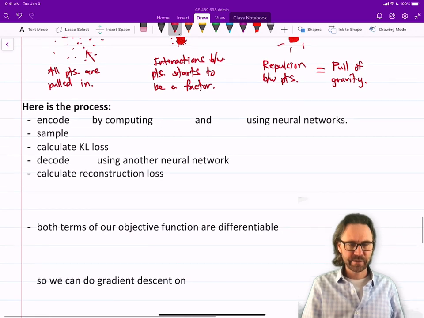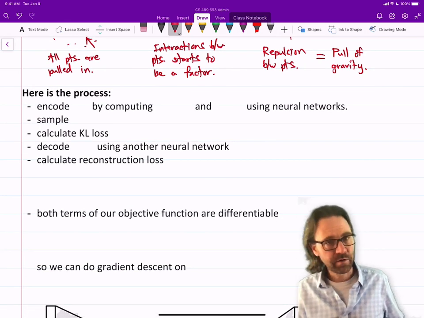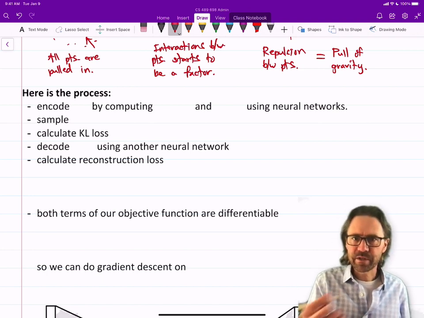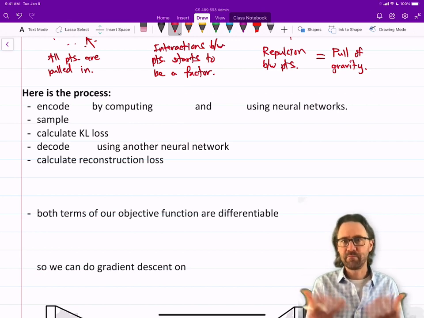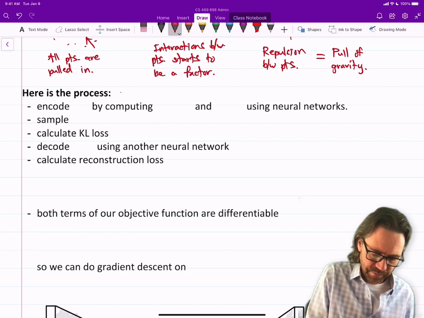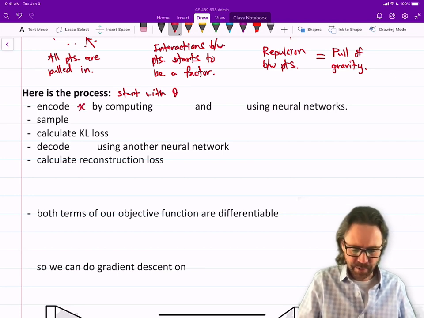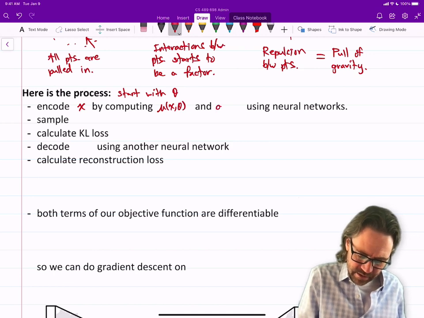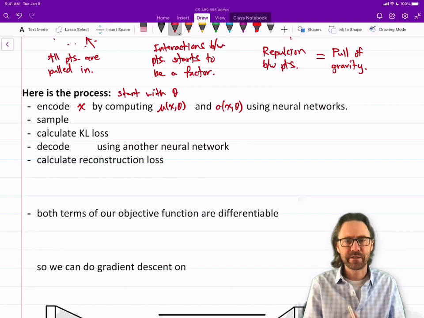So here's the process for variational autoencoders. You start out with some encoder and decoder parameterized by theta. They're neural networks. So let me just write that. Start with theta, the network parameters. Then you encode x by computing mu of x, theta and sigma of x, theta. So this is the encoding into the latent space.